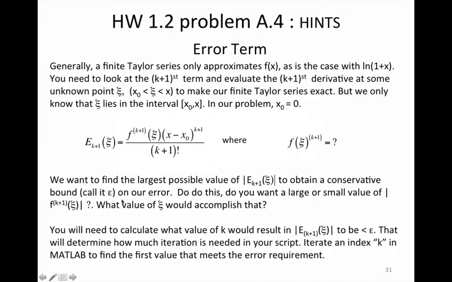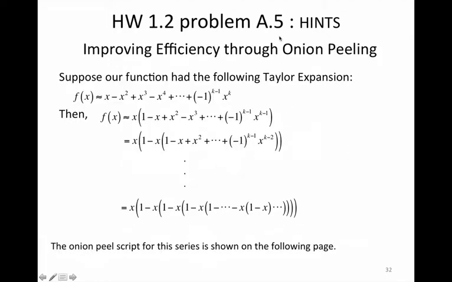We're calling it epsilon. In other words, what value of k would you need to calculate so this upper estimate of the error is less than the tolerance that we have? And finally, to help you with the fifth problem, it's looking at the polynomial in terms of our onion peeling exercise, so kind of going back to section 1.1.